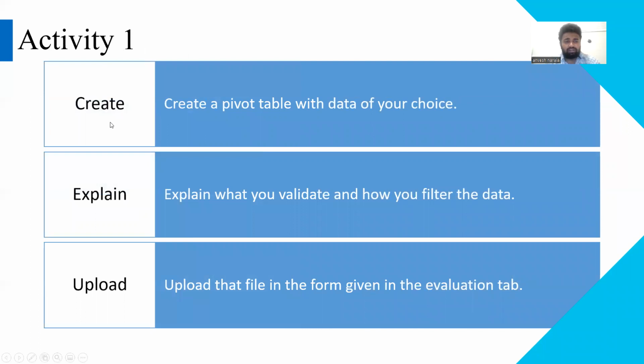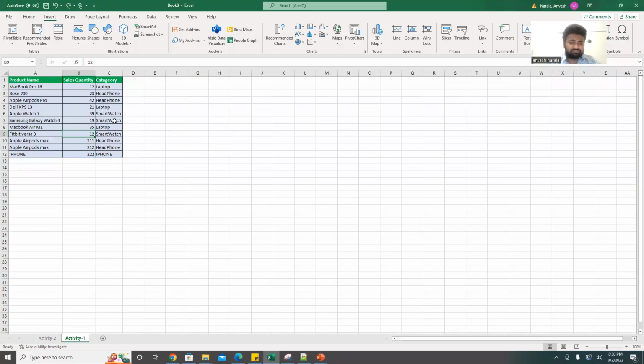Coming to activity 1. In activity 1, you need to create the pivot tables with the data of your own choice, and you can go through how to validate and how to filter the data and upload that particular exercise. I'm going to show you how to create the pivot tables, how to validate the data and how to filter the data, how to apply the formats, and if there are any empty values, how to populate the default values. I'm going to cover it.